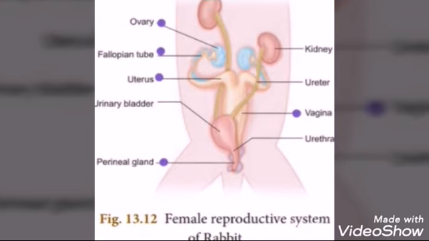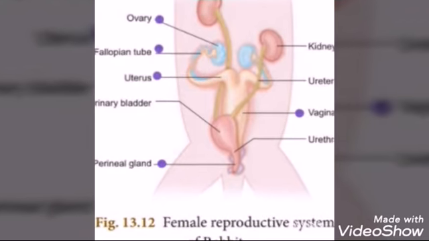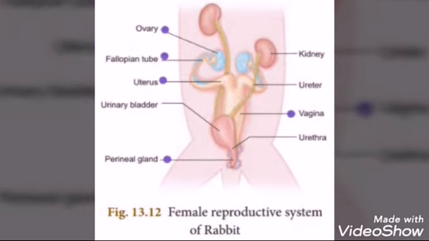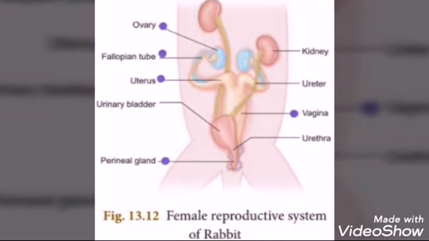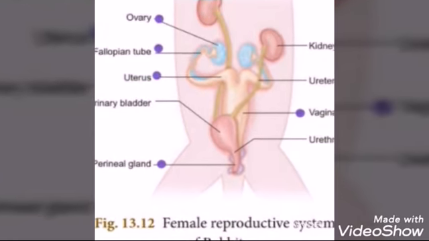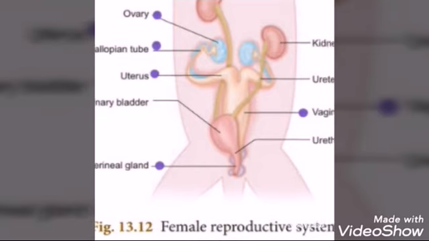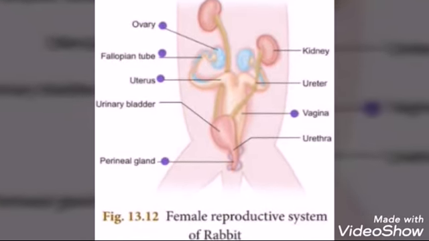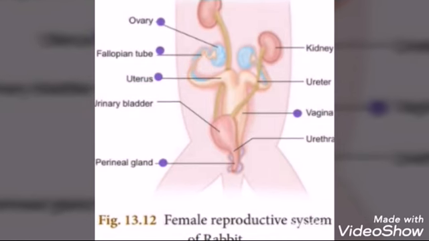It leads to uterus. Vagina is the flexible tube that joins the uterus and vulva. The common tube formed by the union of urinary bladder and the vagina is called urinogenital canal or vestibule. A pair of Cowper's gland and perineal gland are the accessory glands present in the female reproductive system.